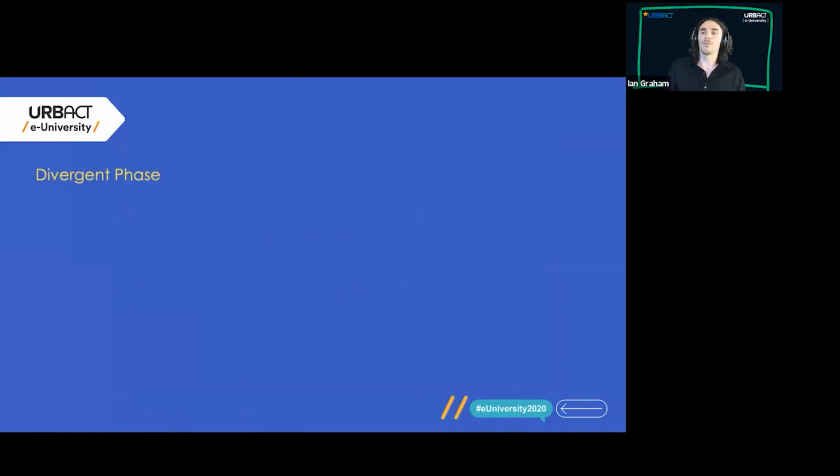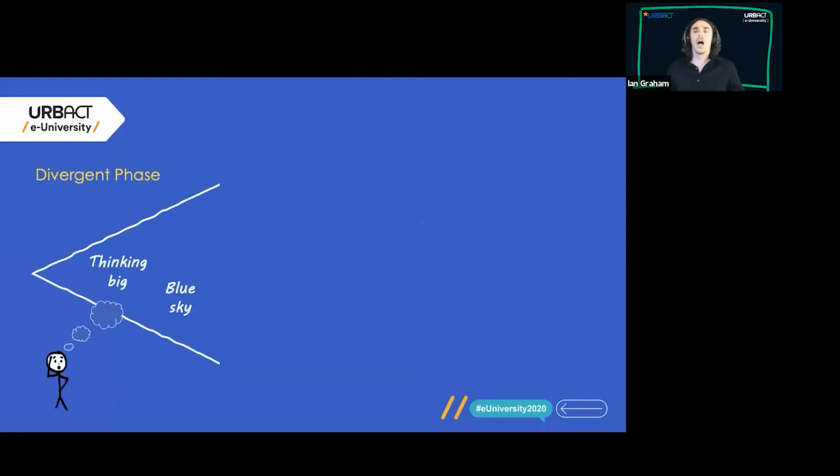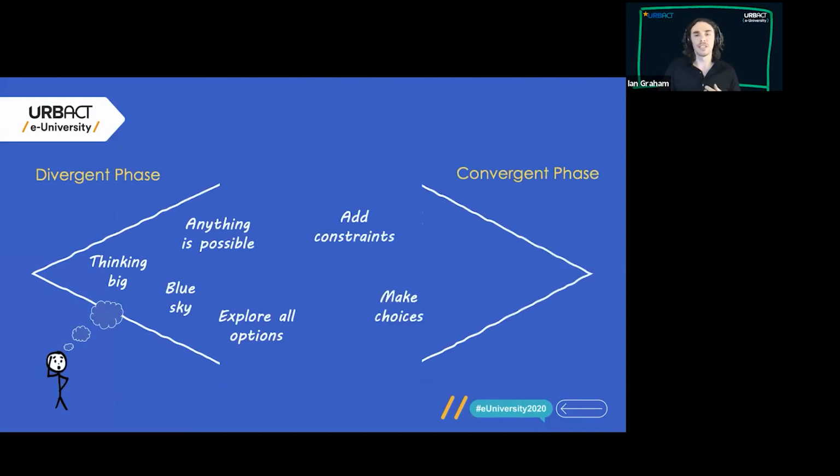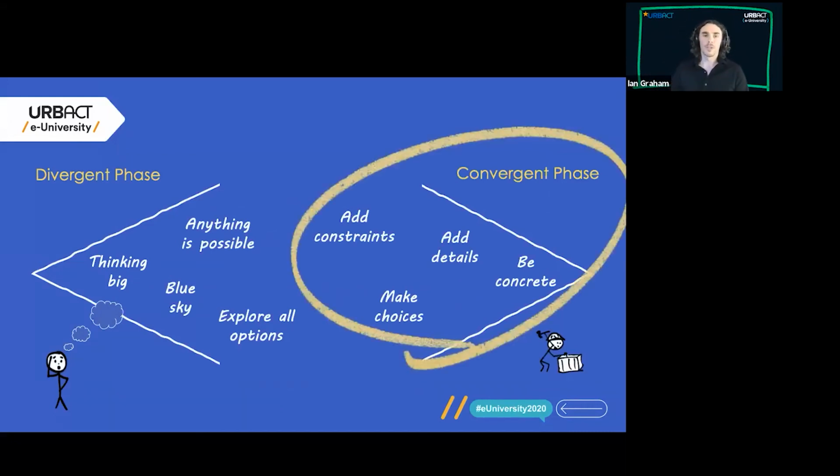So we've looked previously at how the divergent phase, particularly around the ideation phase, opens things up. We've been spending time thinking big, looking at all the possibilities, exploring all of the options, taking away some of the constraints. And now this action planning phase is really into that convergent phase. It's bringing things back together. So it's putting constraints back on, making choices and decisions, adding details, being more concrete, and being definite about what we're actually going to do. So that's the focus for what we're going to be talking about today, this convergent phase.